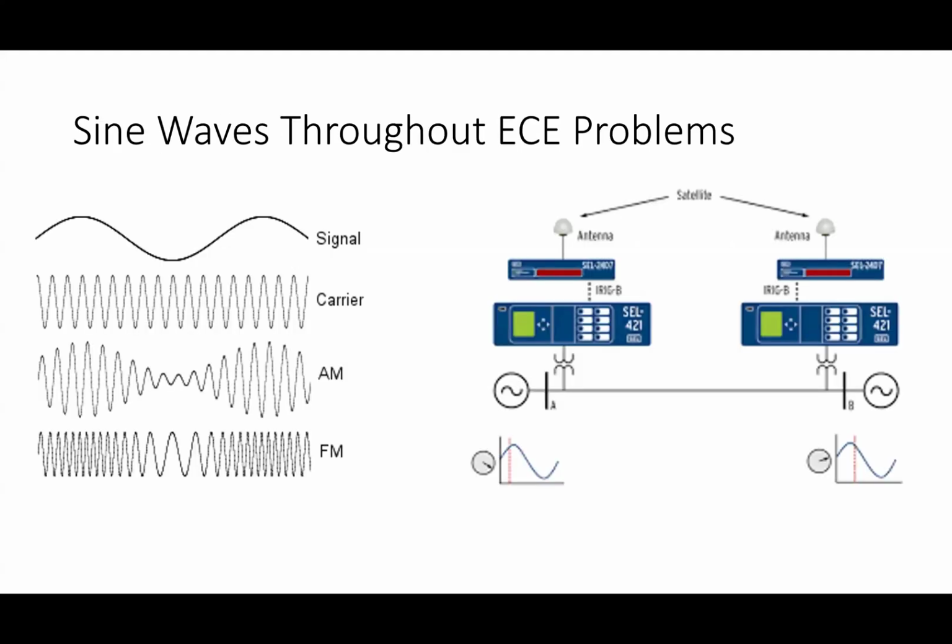So sine waves and problems in ECE. I took two examples here. What's this stuff on the left? Radio signals. It has a signal and a carrier. Any idea what you would mean by a carrier?